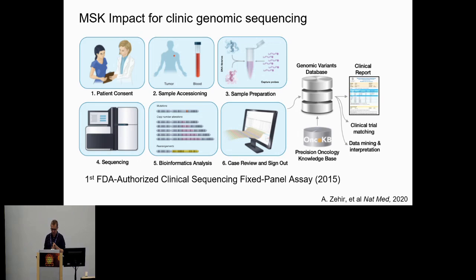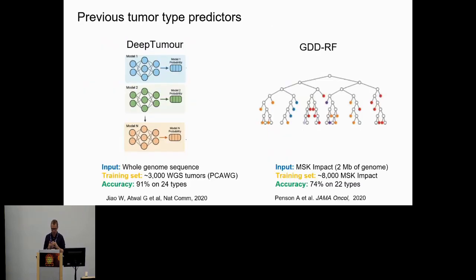Okay, and so previously, this is joint work with Mike Berger, who is the one who developed the MSK-IMPACT panel, and he's the co-supervisor of Madison. And so my lab had previously developed a tumor type classifier called DeepTumour, which was based on whole genome sequencing, and it was trained on data from 3,000 tumors as part of the PCAWG consortium, which is a consortium consisting of people from ICGC and TCGA. And it achieved a relatively high accuracy. So it was a 91% accuracy on 24 tumor types, which is kind of a good point to be at if you want to deploy something in the clinic. And this was published about 4 years ago.